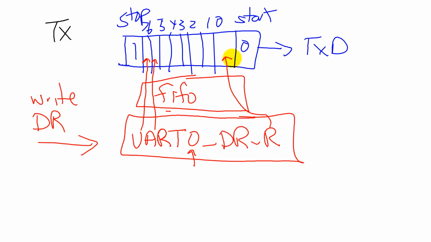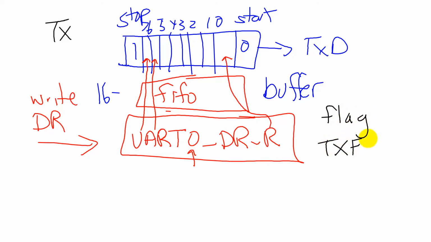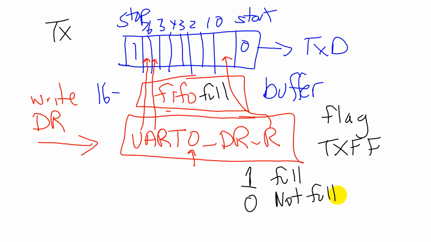Does that mean there is a buffer between the data register you write to and the shift register that actually sends the data out? Yes. This is a 16-element buffer, or first-in, first-out queue, that allows the software to write many data into the buffer, and then they are sent out one at a time. There's one flag the software needs to know about, the transmit FIFO full flag. This flag is 1 if the FIFO is full and can't accept any more data, and 0 if it's not full and the software can write to the data register.